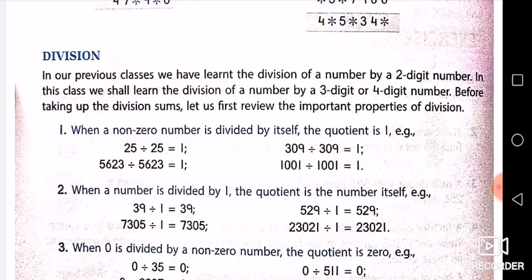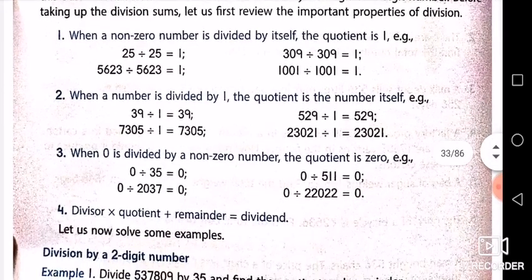When a non-zero number is divided by itself, the quotient is 1. Non-zero number means any number other than 0. If that number is divided by itself, we will get 1 as a quotient. The second property is, if a number is divided by 1, the quotient is the number itself. What does it mean? If you divide any number by 1, you will get the same number in the quotient. Now the next is when 0 is divided by a non-zero number.